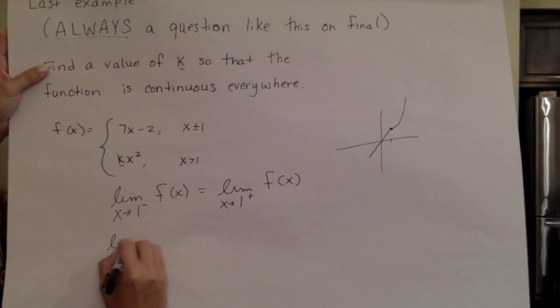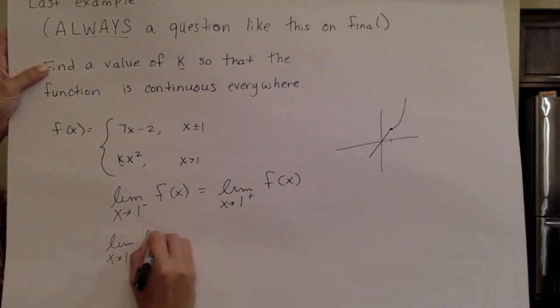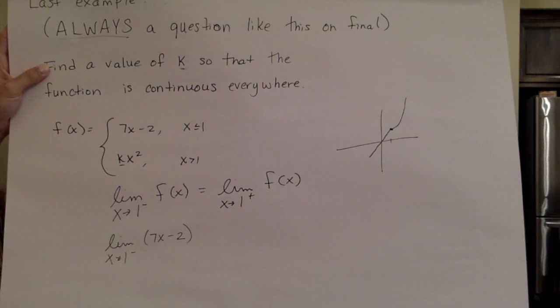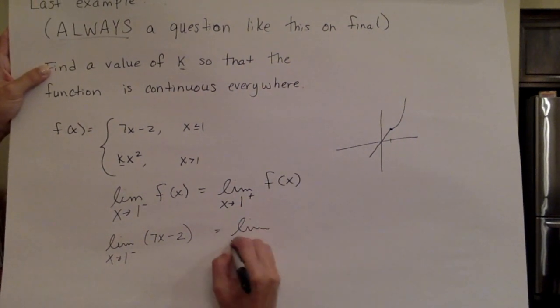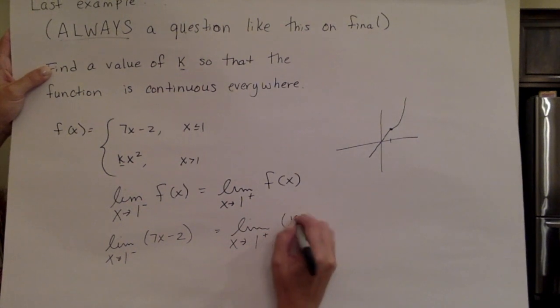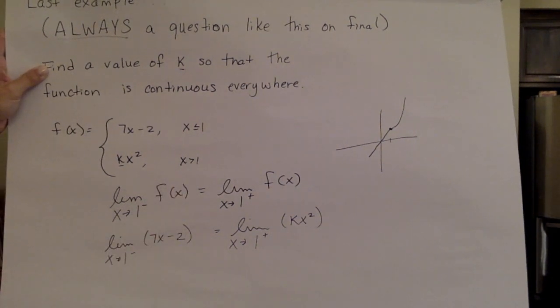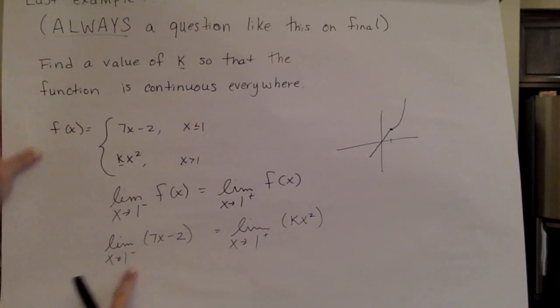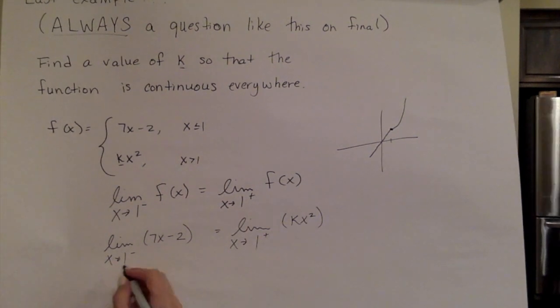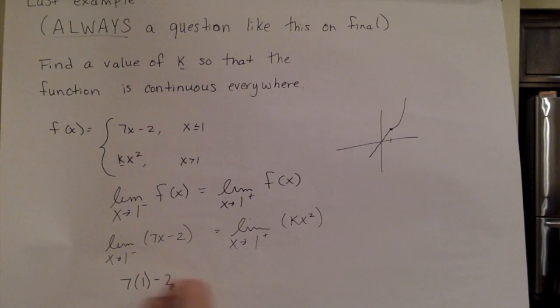So I'm saying then that the limit as x approaches 1 from the left, that's going to use this piece, 7x minus 2, must equal the limit as x approaches 1 from the right. And now we're going to use that kx squared, because that's where we're approaching from the right, greater than 1. And we're going to evaluate these limits. Well, the way I evaluate this limit is to just plug a 1 in. So 7 times 1 minus 2 must equal k times 1 squared, or 7 minus 2, or 5, is equal to k times 1, which is just k. So we just found out that k must equal 5.